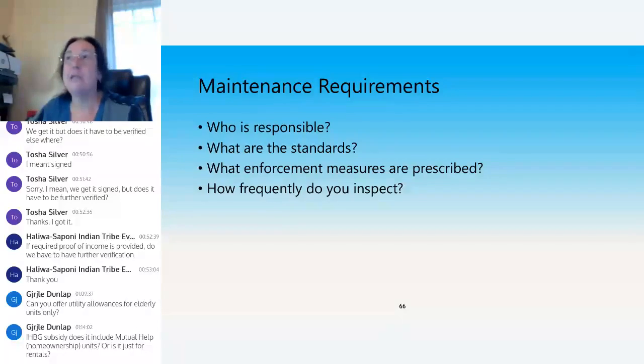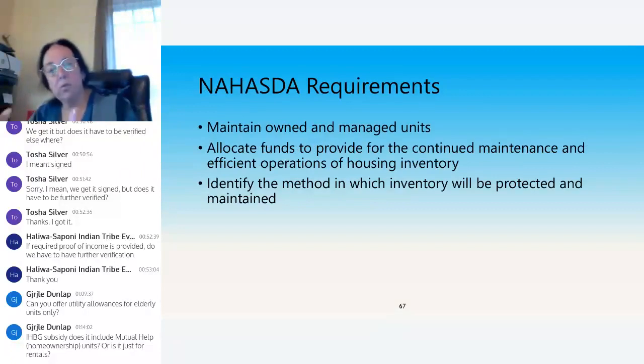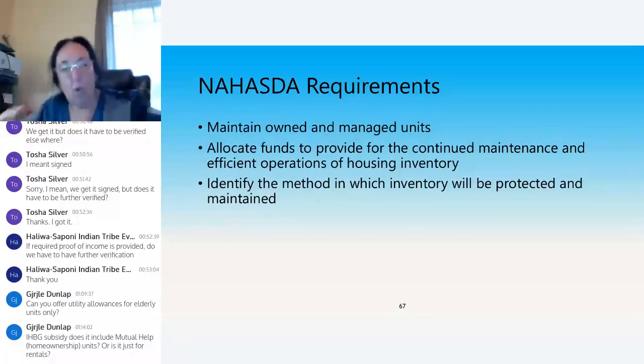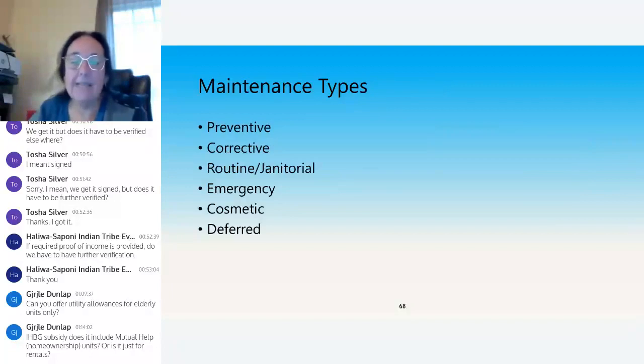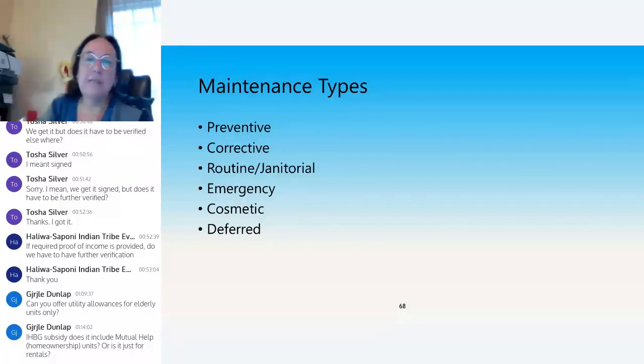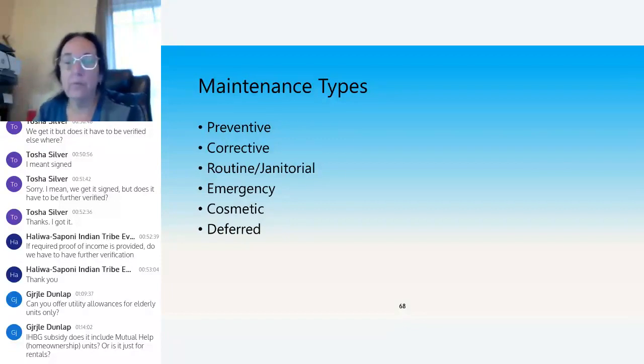A lot of damage can happen to your units in between visits. I've seen like $35,000 to $40,000 worth of damage when we didn't do one for a whole year. So you can't let that, you have to be prudent there. So the requirements: you maintain your owned and managed units, allocate funds to provide for continued maintenance and efficient operations of your housing inventory, identify the method in which the inventory will be protected and maintained. Some of the types of maintenance: preventative, corrective, routine, janitorial, emergency, cosmetic, and deferred maintenance.